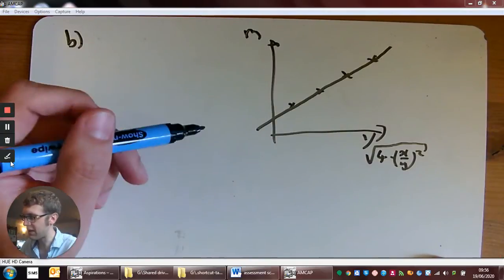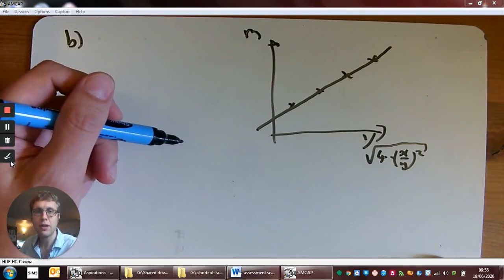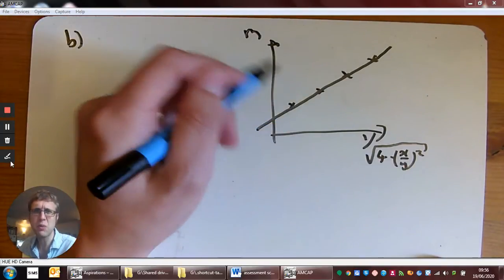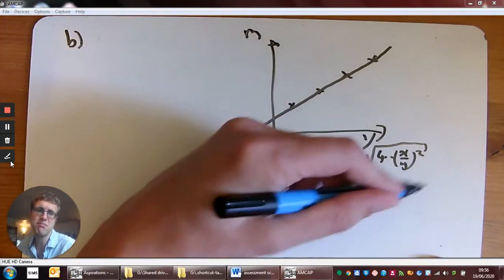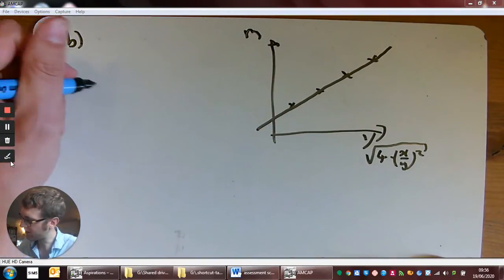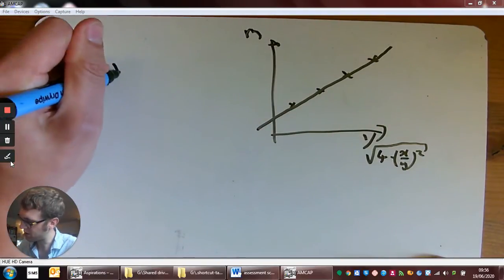This is part B of this pulley question. They've been given this graph. Looking at the axis here, it's quite a weird thing: m against this big old term here. The question is, why would you bother? Well, they've given you this equation.